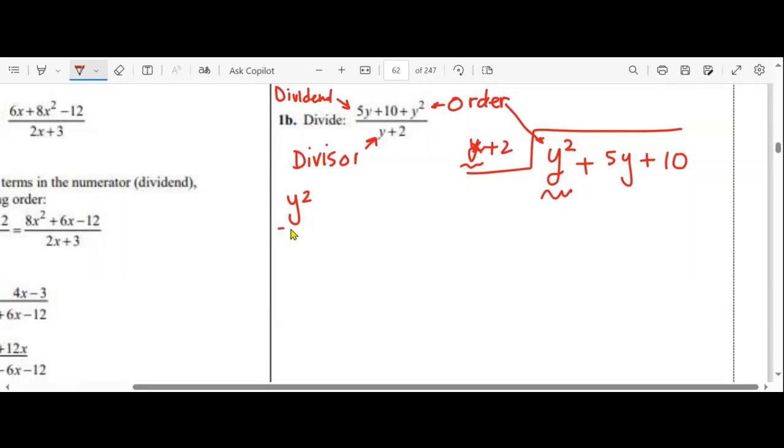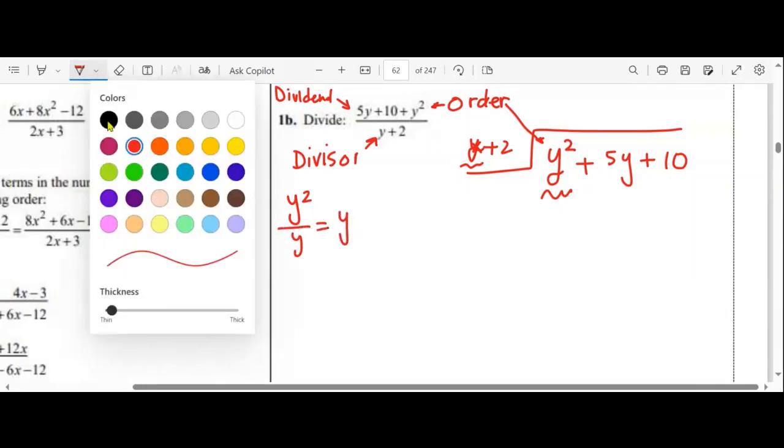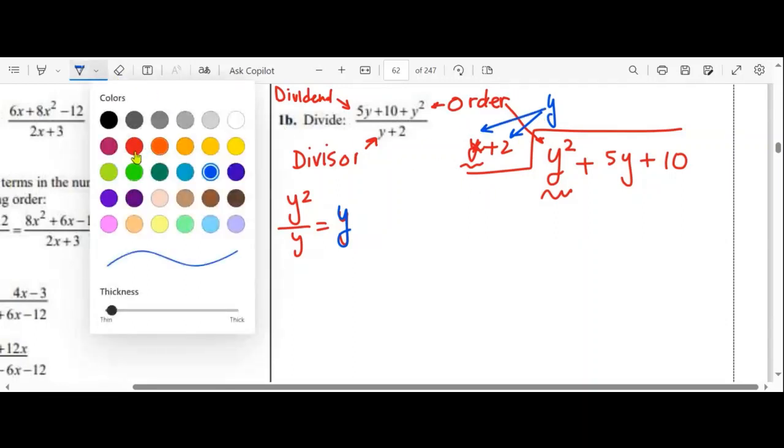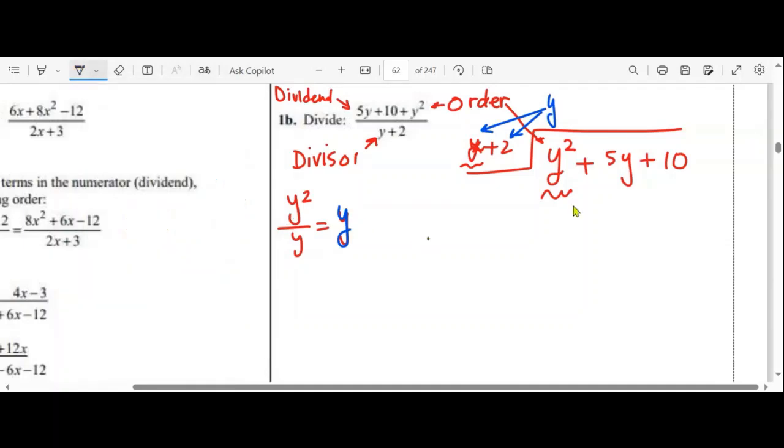So y squared divided by y. That gives you what? Y. Take this y and put it where? Put it on top here. And then you multiply it how many times? 2 times. Yalla, multiply. What are you gonna get? You can tell me y times y, y squared. Y times 2, 2y. Very good.